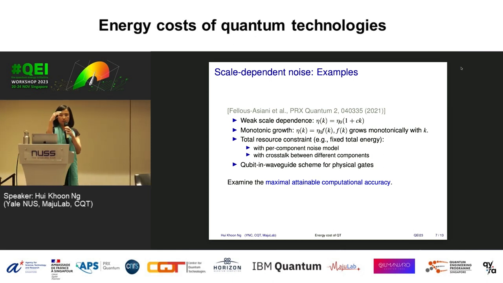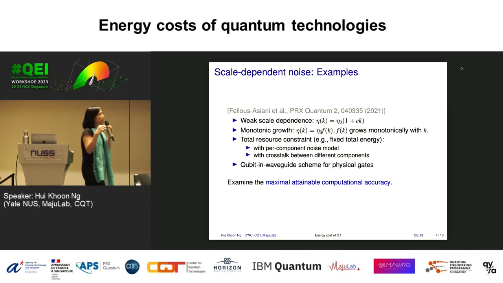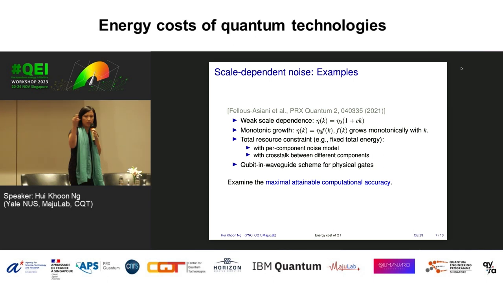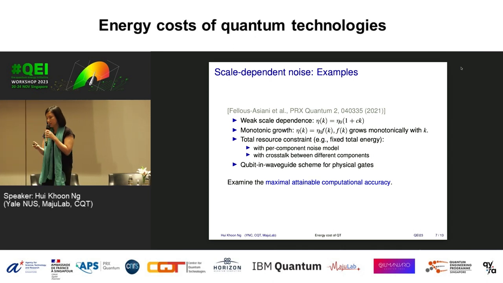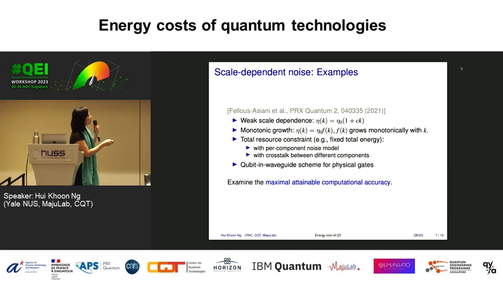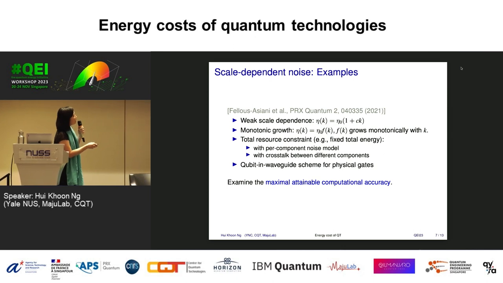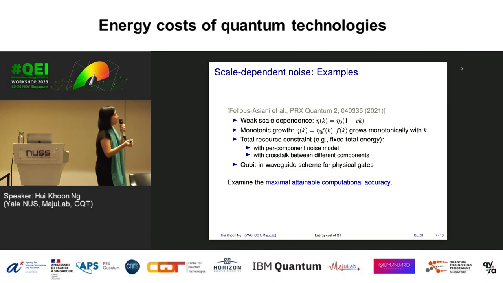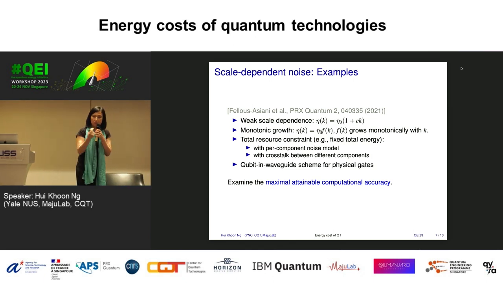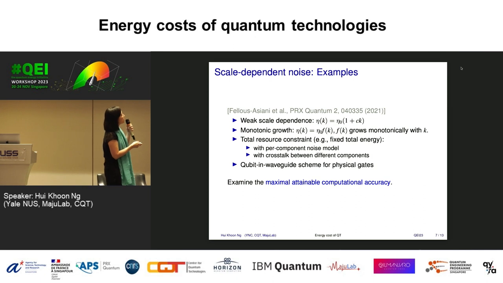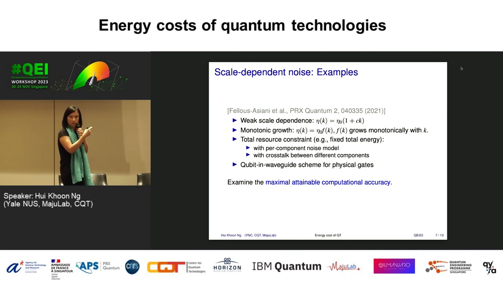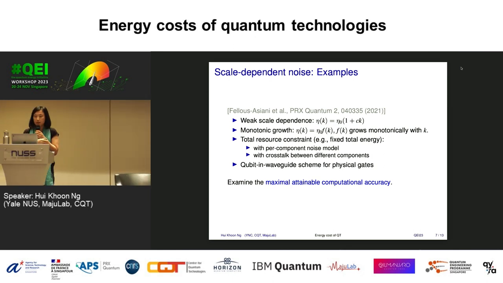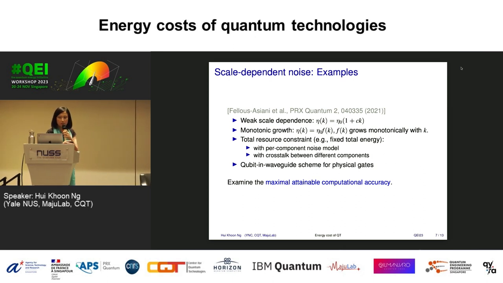We have looked at a few different physical scenarios where you can naturally have this sort of resource constraints that lead to an increase in the noise per physical component as you scale up. We have a couple of toy models here, and then at the end, we also have an actual physical system where you have, say, a qubit in a waveguide, and you have some sort of energy constraint. We also worked out the situation where you have an area constraint, which means that your qubits are placed closer and closer together, and you hence have some sort of crosstalk situation. And then in every single case, we can look at what is the maximum attainable computational accuracy.